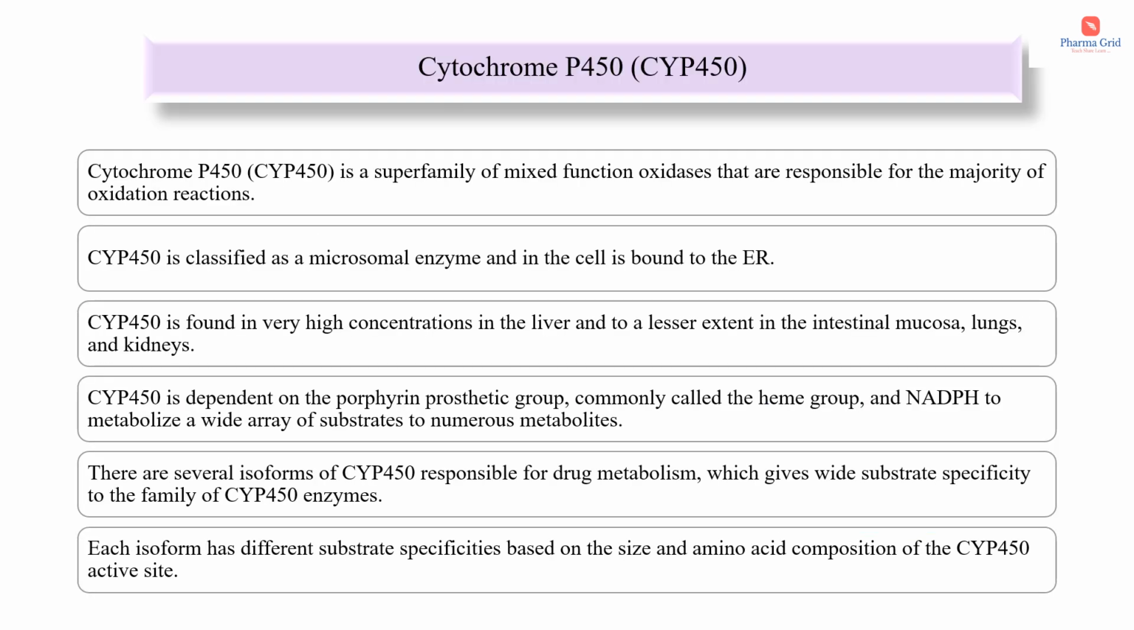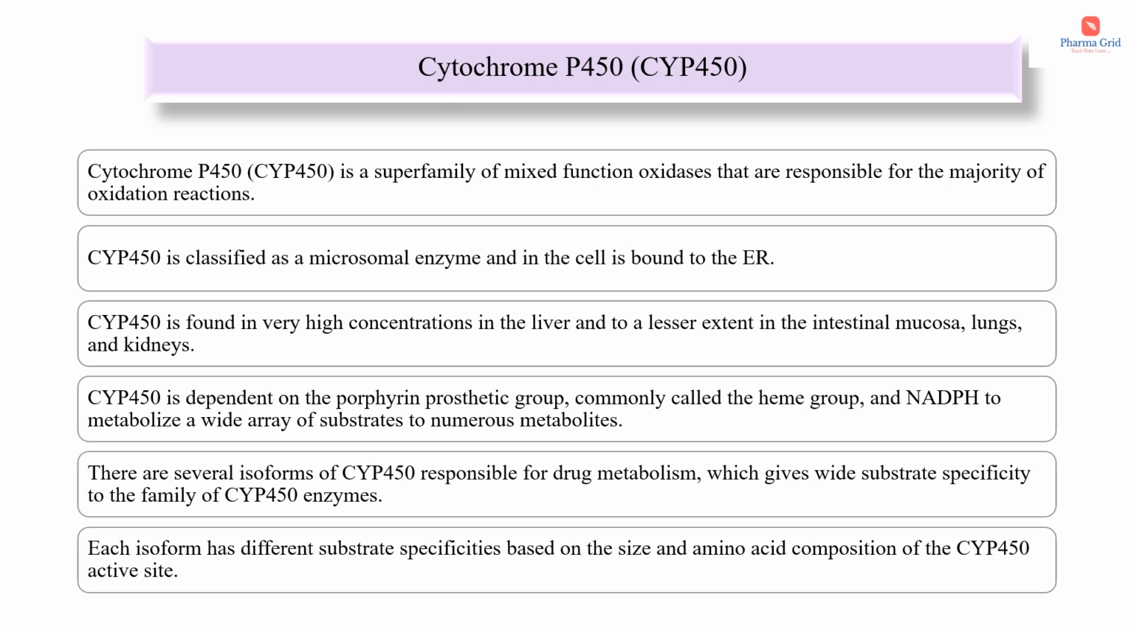Cytochrome P450. We know that the cytochrome P450 is a superfamily of mixed function oxidases that are responsible for the majority of oxidation reactions. This reduced isoenzyme gives a special peak of maximum light absorption with pink color at 450 nanometer when treated with carbon monoxide. Hence, it got the name cytochrome P450. And this enzyme is classified as a microsomal enzyme and in the cell it is bound to the endoplasmic reticulum.